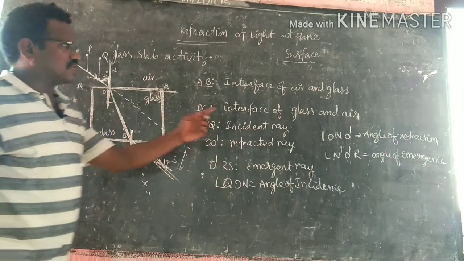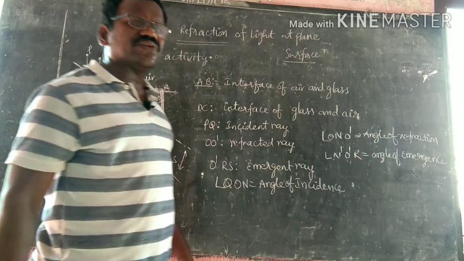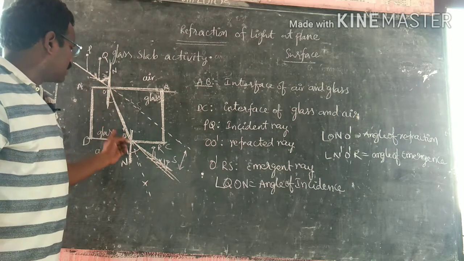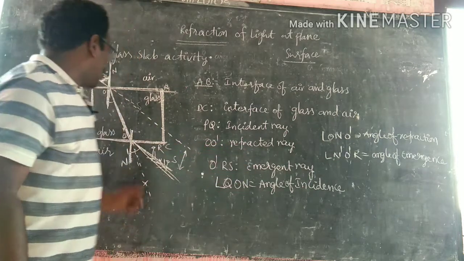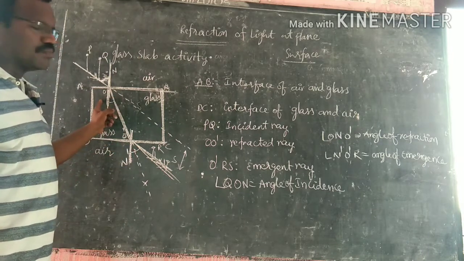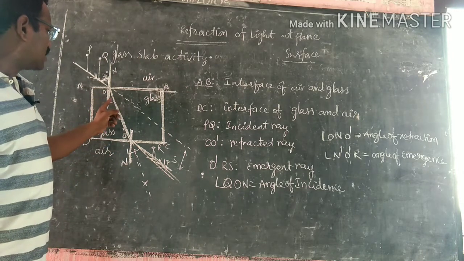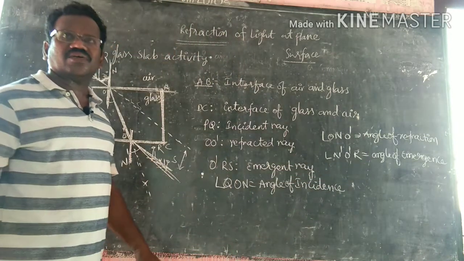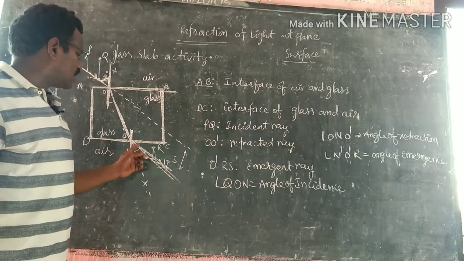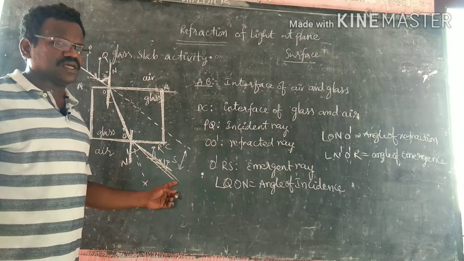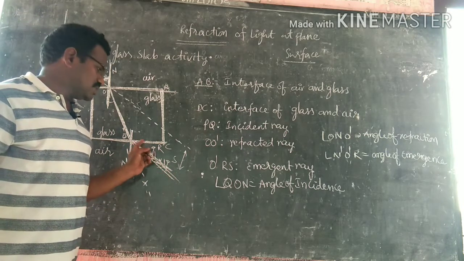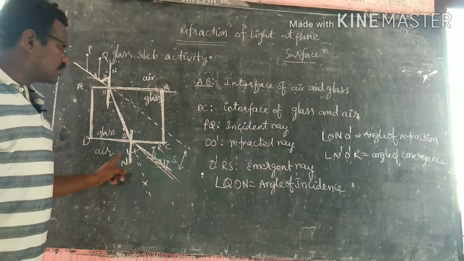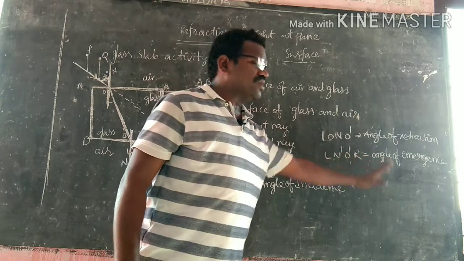Now, what is the angle of refraction? Here there is an angle made by the refracted ray. Here the refracted ray is OO dash. The angle made by the refracted ray with the normal is called the angle of refraction. Now what is the angle of emergence? Here the emergent ray is RS. The angle made by the emergent ray with the normal is called the angle of emergence.